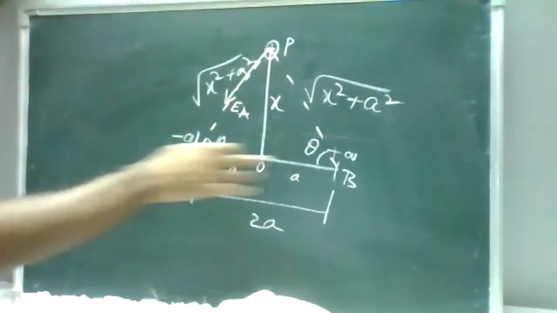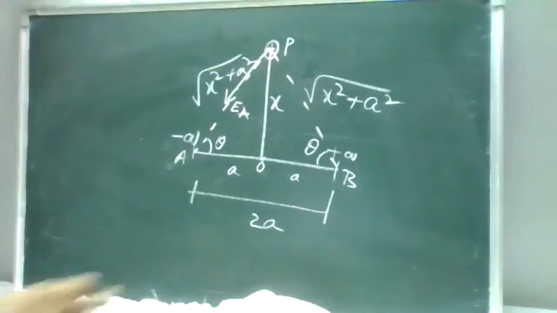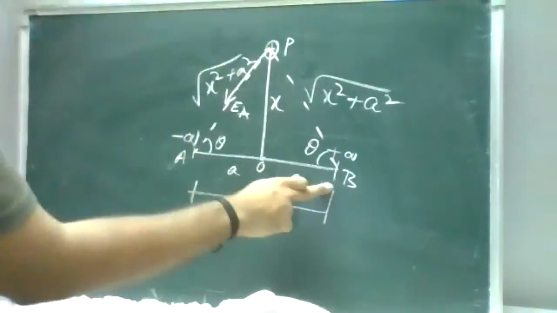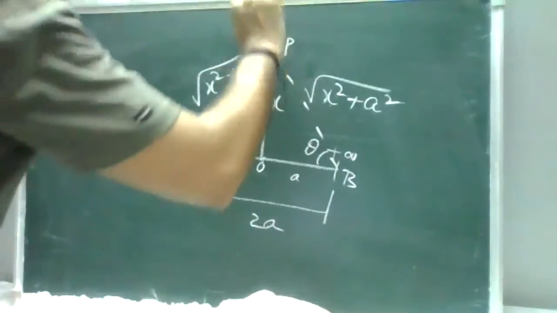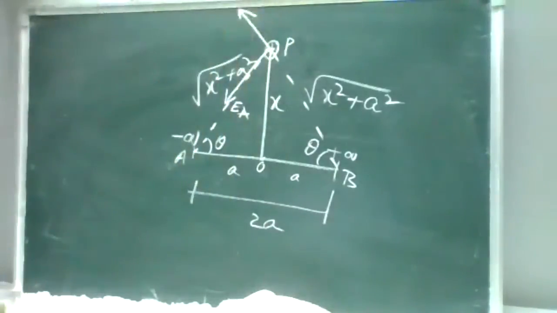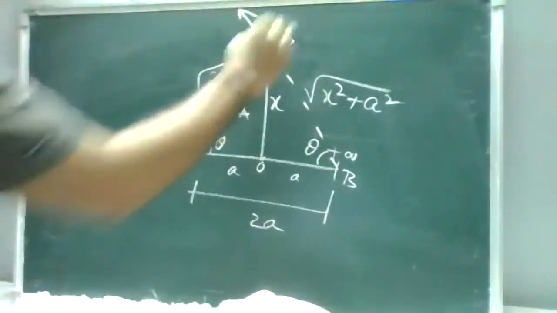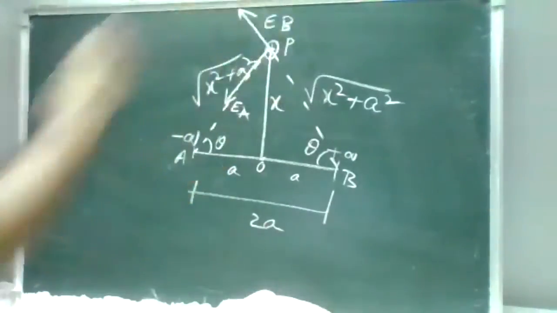Because of the source, this will attract. Now let's look at EB. So from this B point, this is positive and this is positive. What will happen? It will try to repel. Okay, it will try to repel. So this is electric field EA and this is electric field EB.